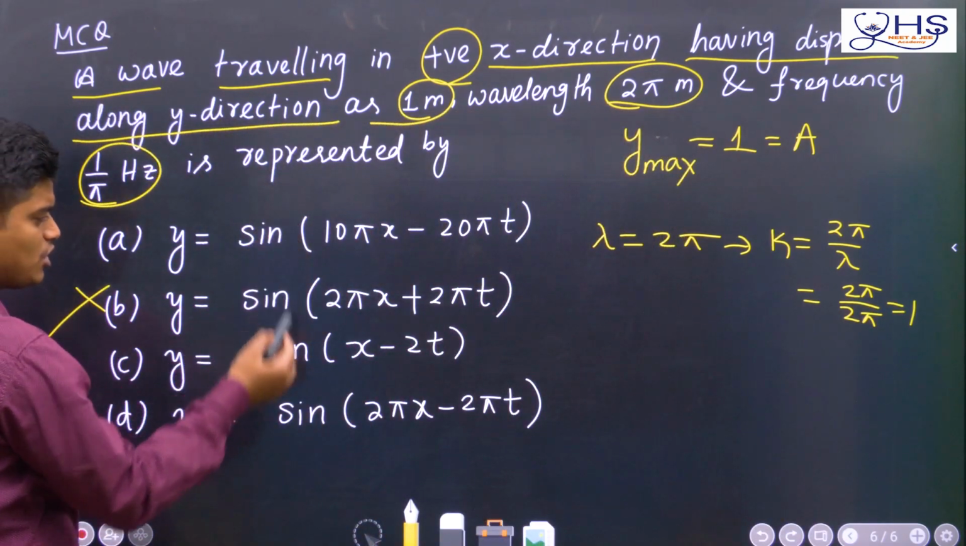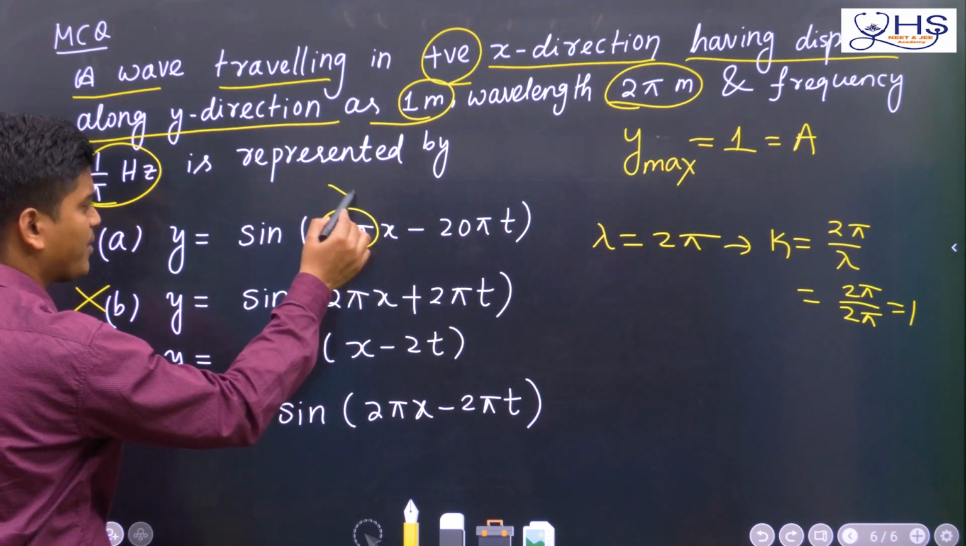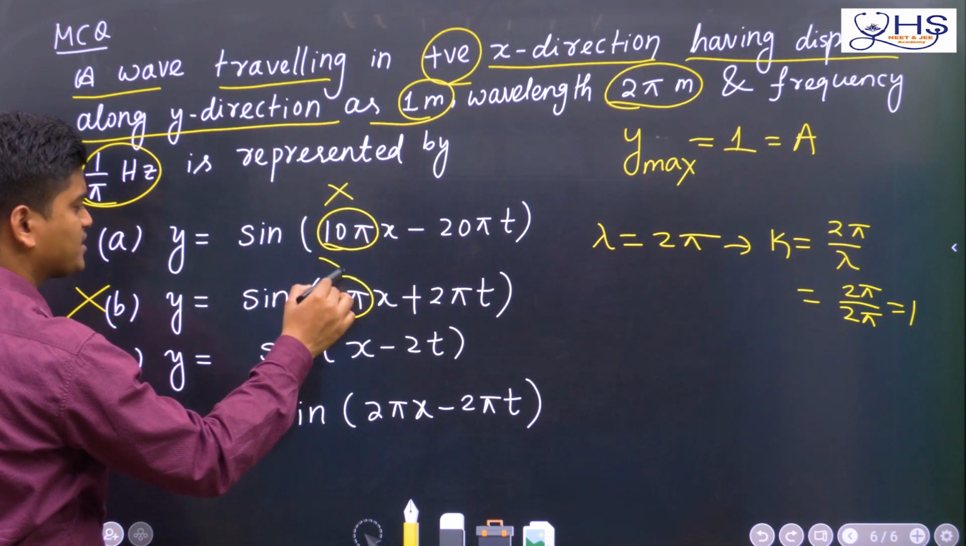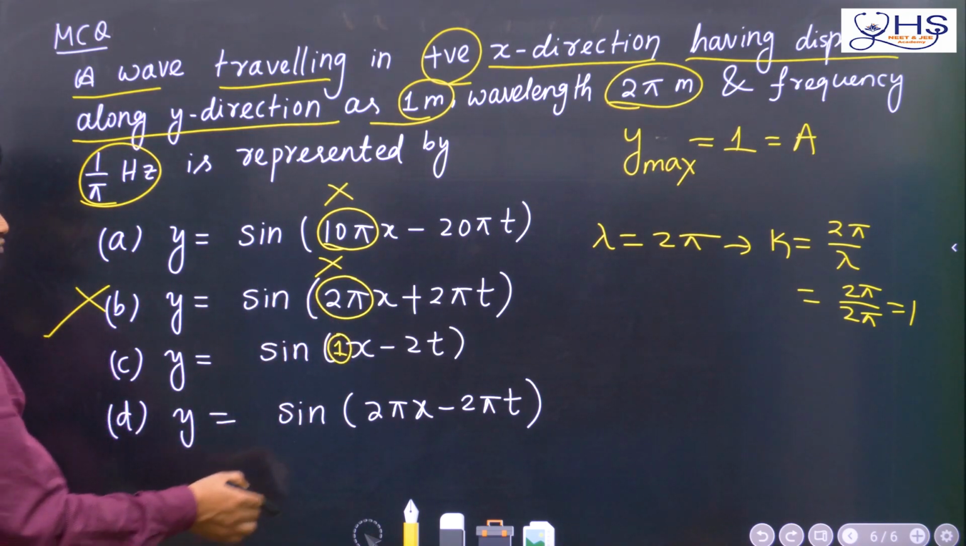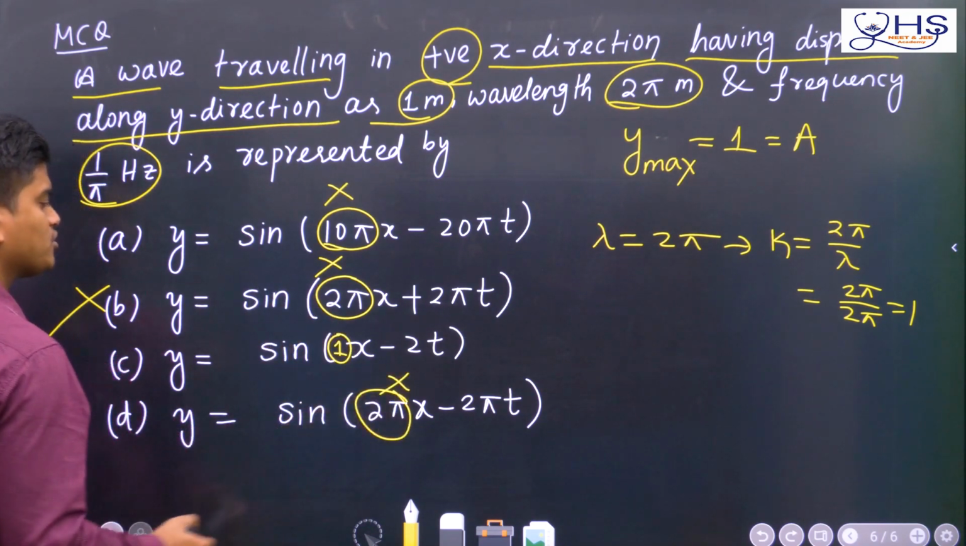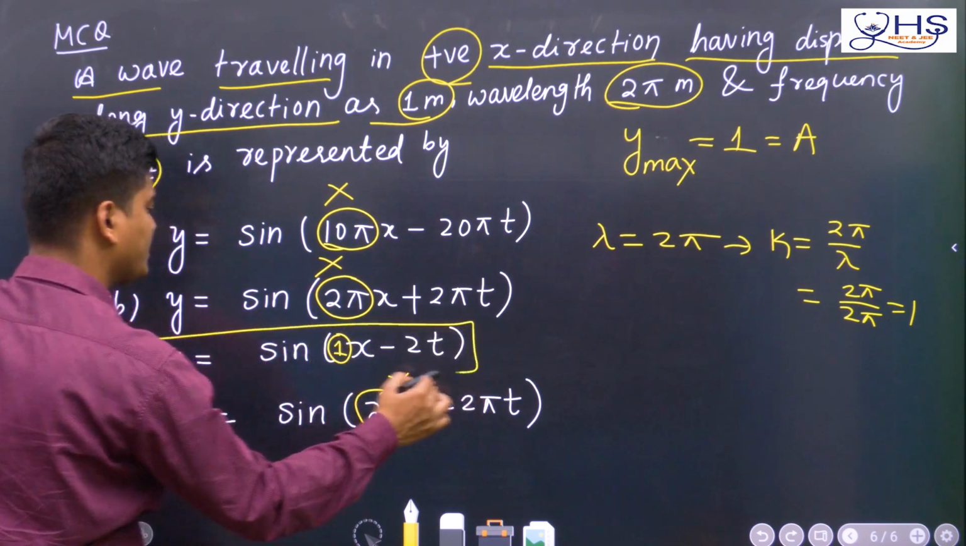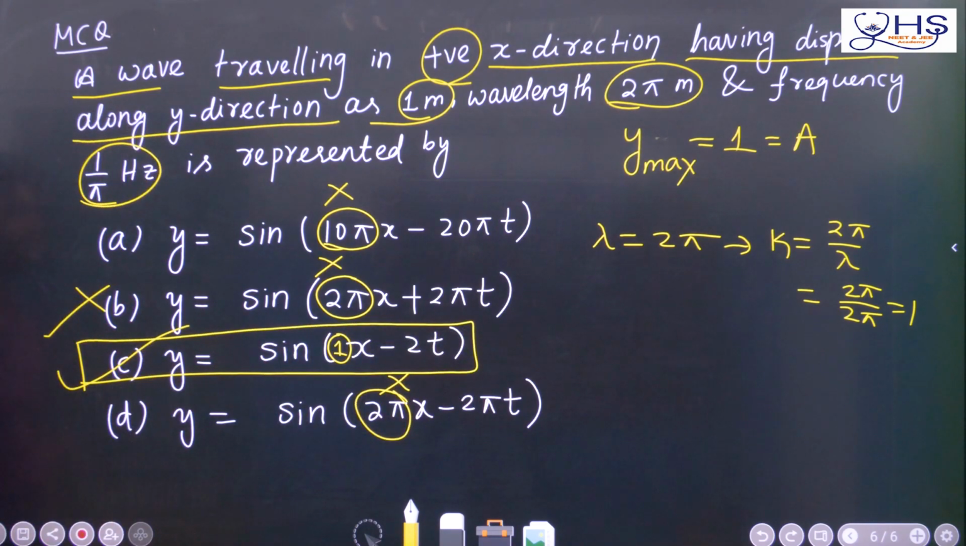So check in all the options. Here the coefficient of x is 10 pi, which is not correct. Coefficient of x is 2 pi, not correct. Here, where nothing is written, your 1 will be there. Here the coefficient of x is 2 pi, so that is not correct. So without calculating anything else, you can tell the answer is C.